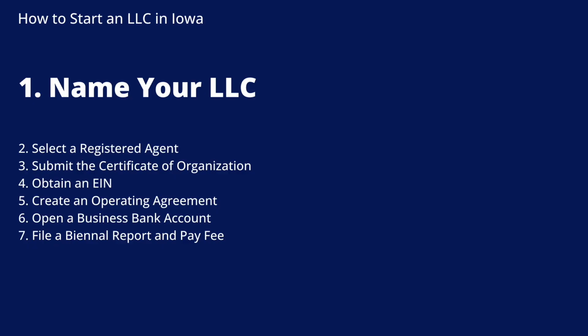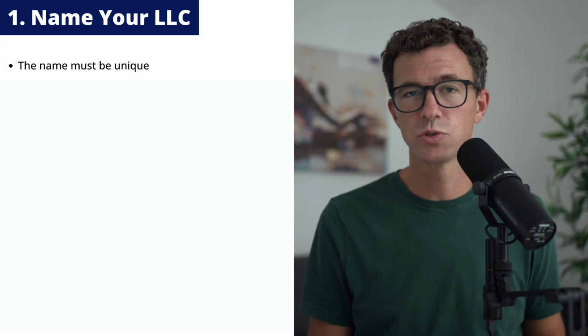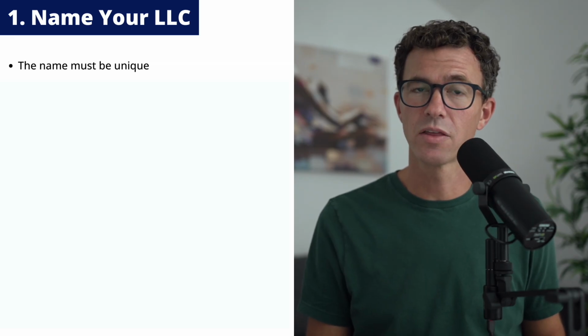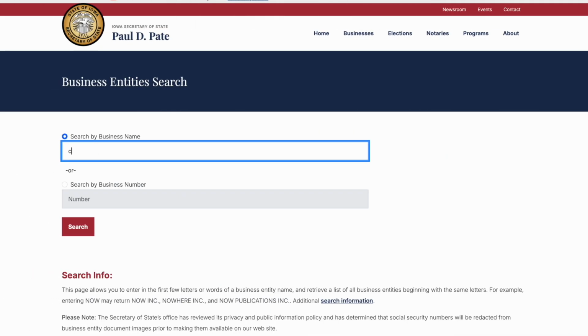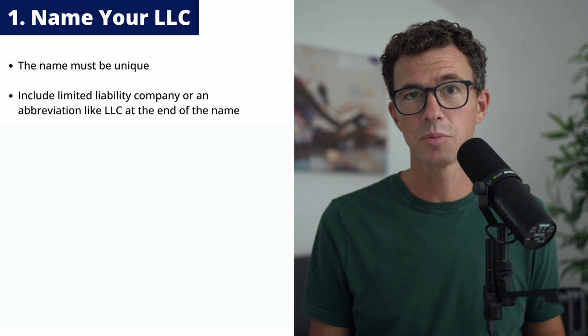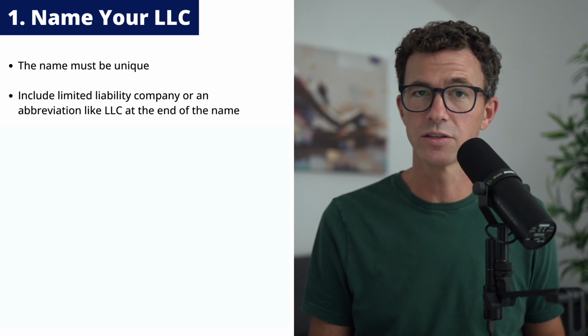Step 1, name your LLC. The most important thing when choosing a name for your business is that it's unique. To make sure the name isn't already being used by another business in Iowa, you can go to this page on the Secretary of State's website and type in the name you'd like to use. As you can see, you probably won't be able to name your new Mexican restaurant Chipotle. You must also include limited liability company or an abbreviation like LLC at the end of the name.